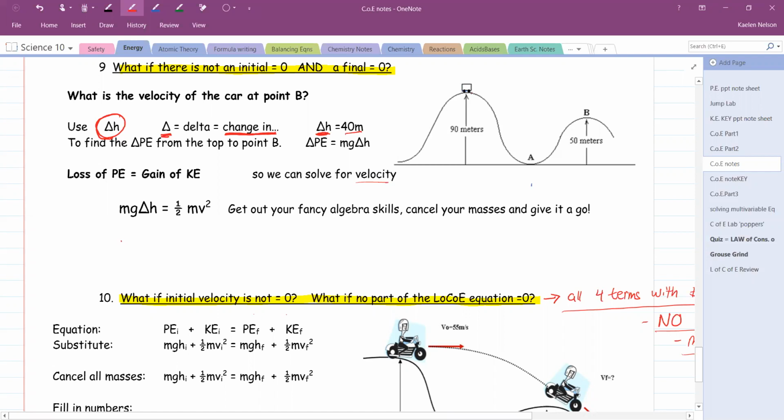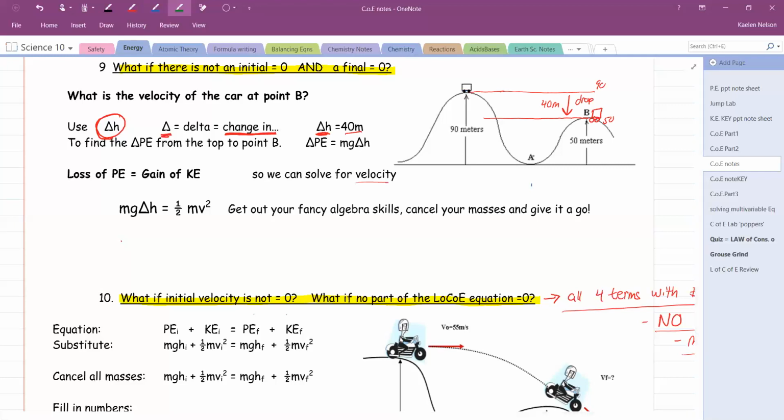So in our example over here, I have my roller coaster, and it's going to start up here at my 90-meter mark, but the place I want to actually measure its final velocity is over here at 50 meters. So this is our change in meters. It's a drop. We started at 90, we went down to 50, so this is a drop of 40 meters. That's what's going to function for our height.